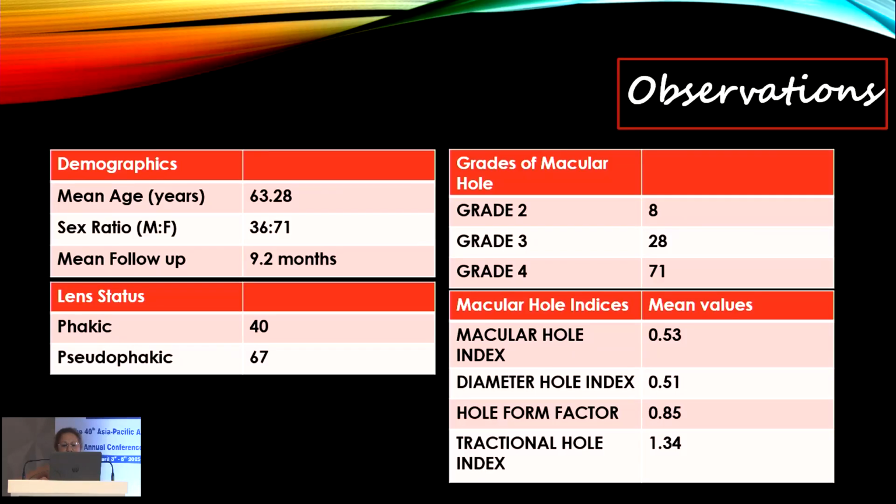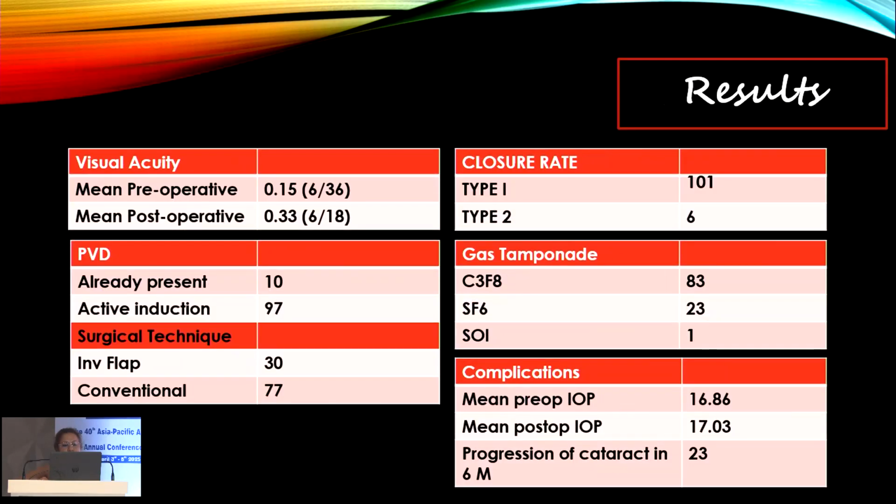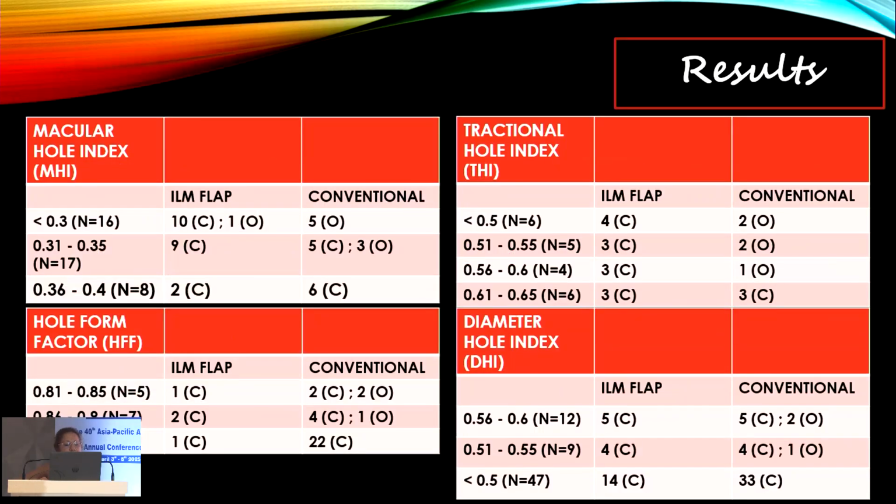And 71 patients had grade 4 macular hole. The visual acuity increased from 6/36 to 6/18 post-operatively. 101 patients had type 1 closure rate. And we observed that when the macular hole index is less than 0.3 to 0.35, if we do a conventional procedure, the holes remain open. And if it is more than 0.35, the hole will be closed by conventional or ILM flap procedure.